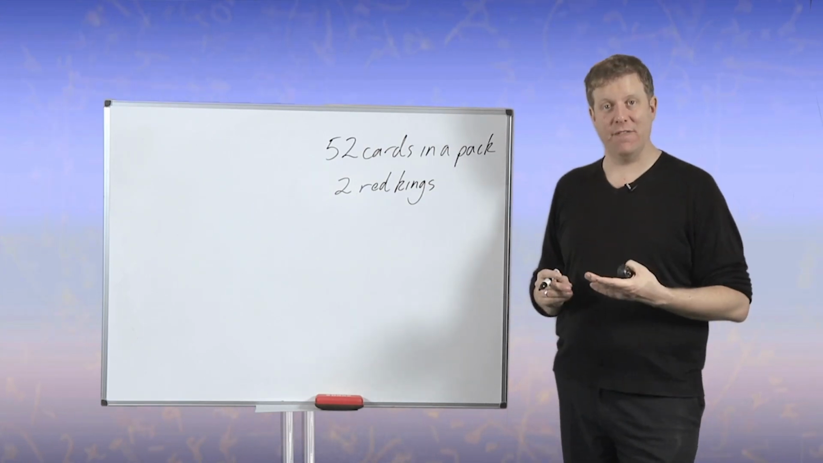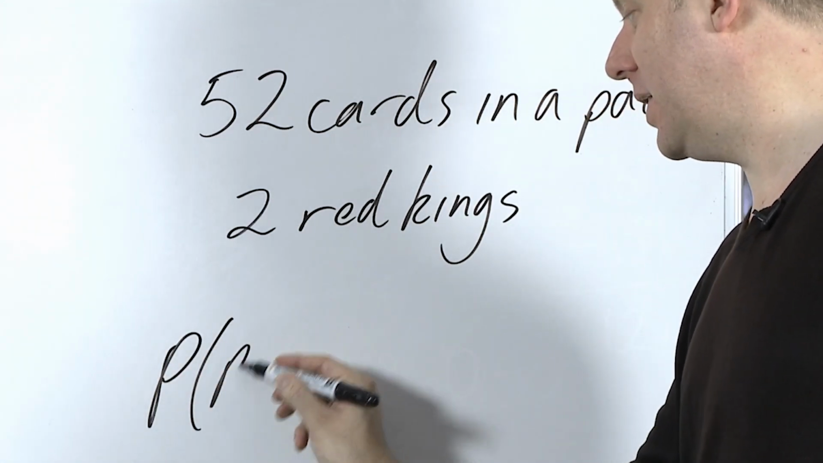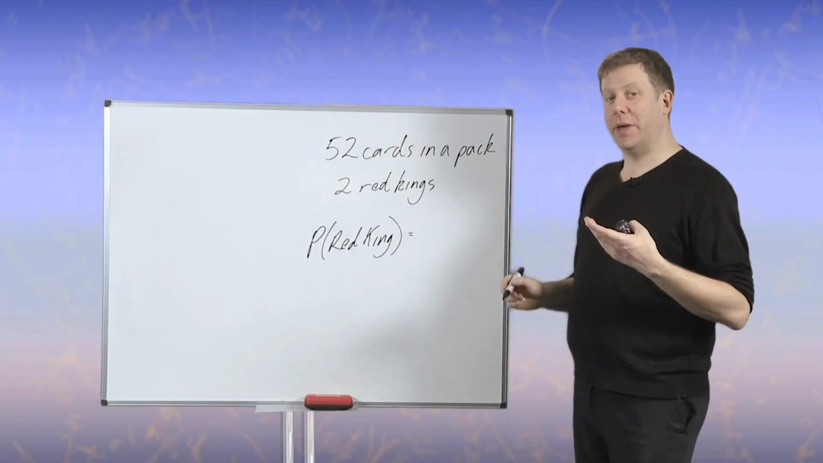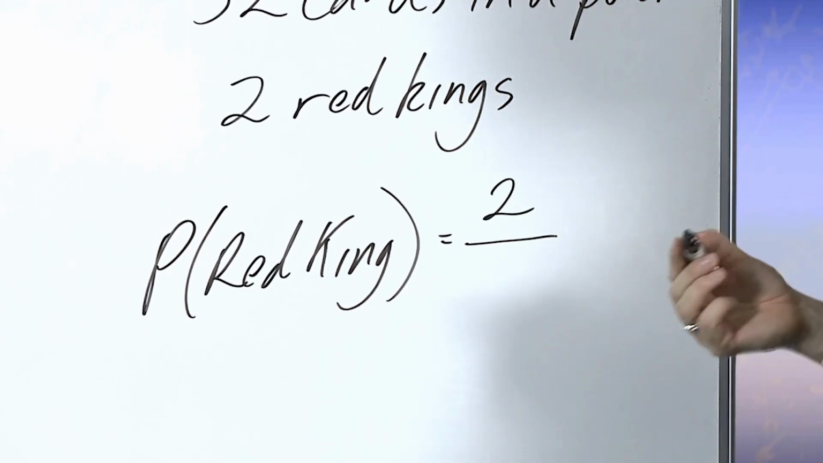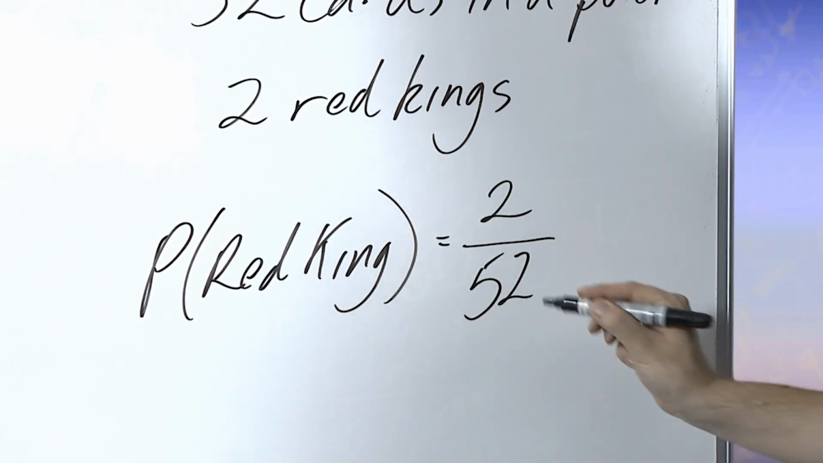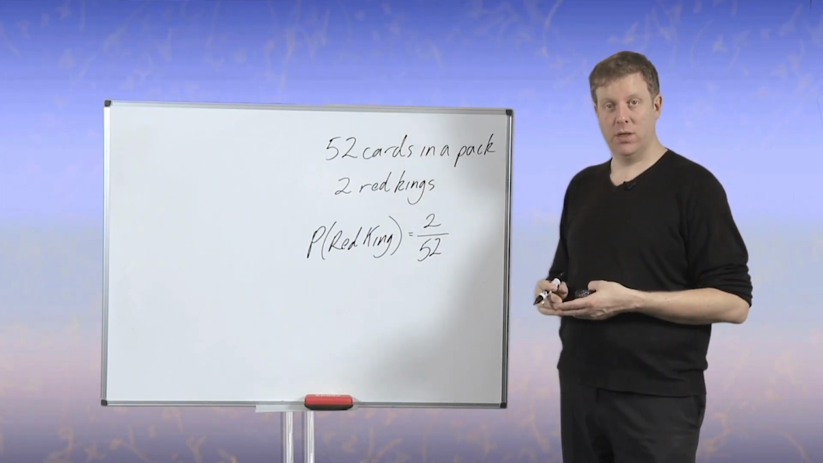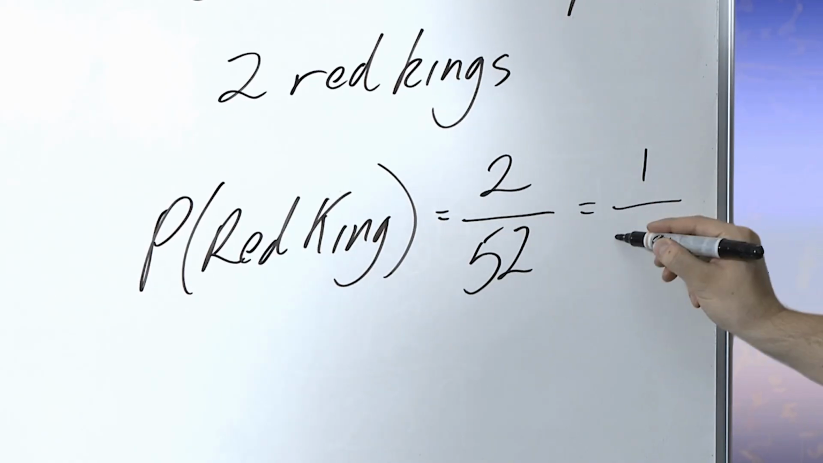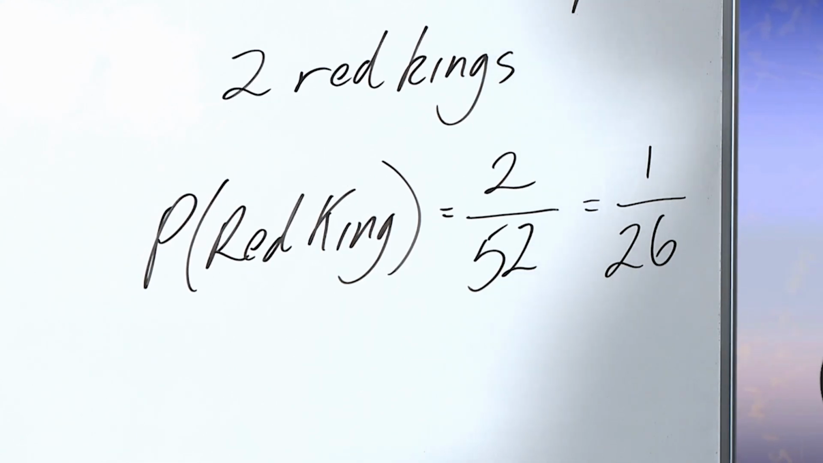So the probability, therefore, of me picking a red king, which we can write as the probability of a red king, is going to be 2, the number of red kings, over 52, the total number of cards in the pack. Now remember, whenever we write a fraction as an answer, we have to make sure it's in its simplest form. 2 over 52 simplifies to 1 over 26.